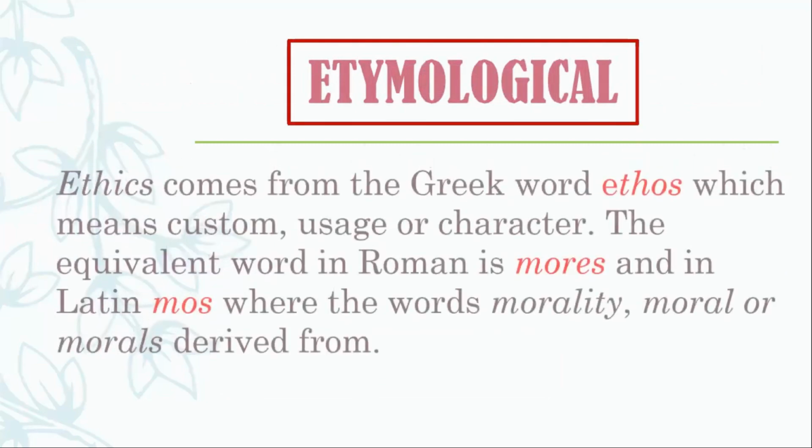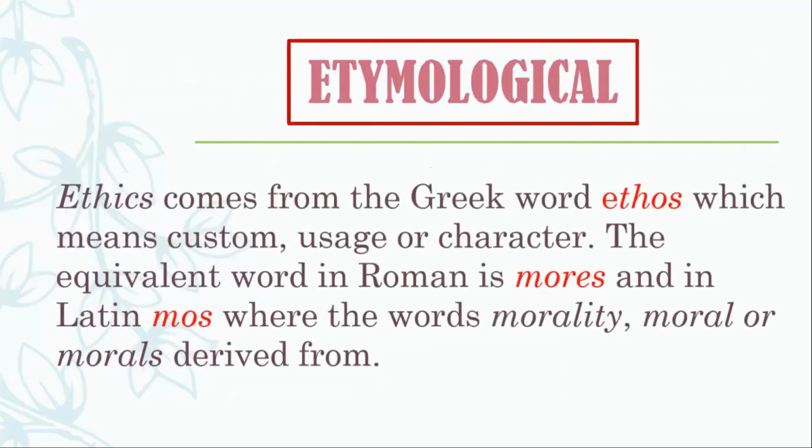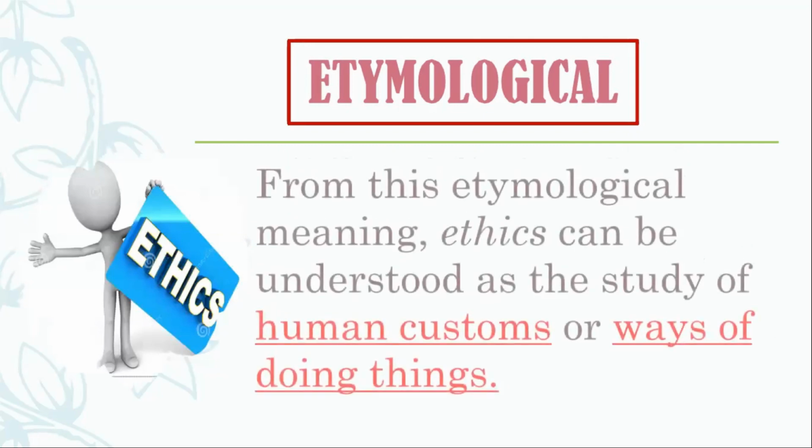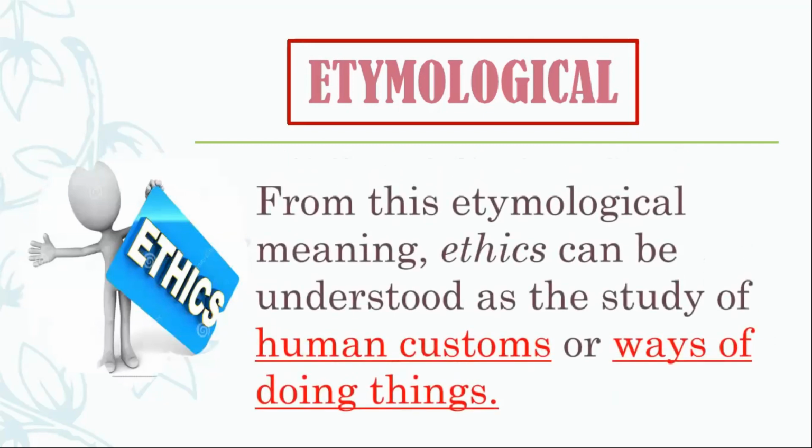By the way, when we say the word etymological, it pertains to the origin of the word. The word ethics comes from the Greek word ethos, which means custom, usage, or character. The equivalent word in Roman is mores, and in Latin, mos, where the words morality, moral, or morals derive from. From this etymological meaning, ethics can be understood as the study of human customs or ways of doing things.